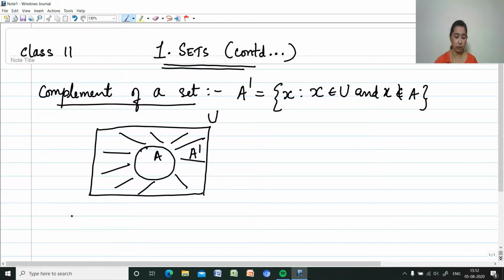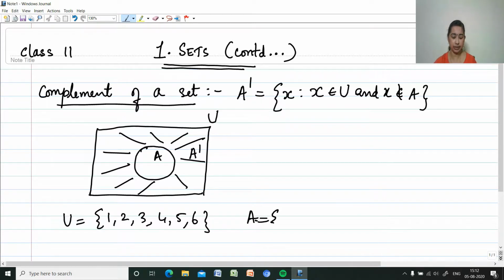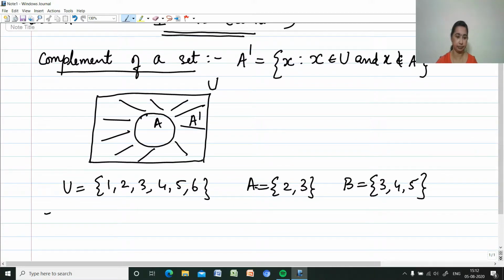So we'll move on to one question. Let U be the set 1, 2, 3, 4, 5 and 6, A equal to the set 2, 3, and B equal to the set 3, 4, 5. Find A complement, B complement and A complement intersection B complement.